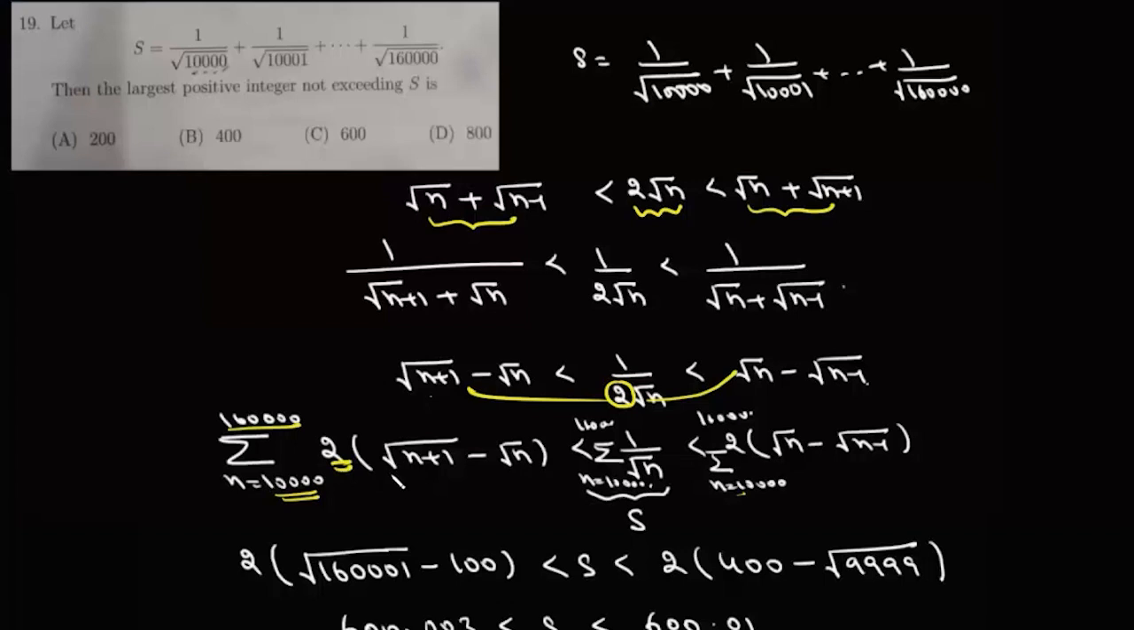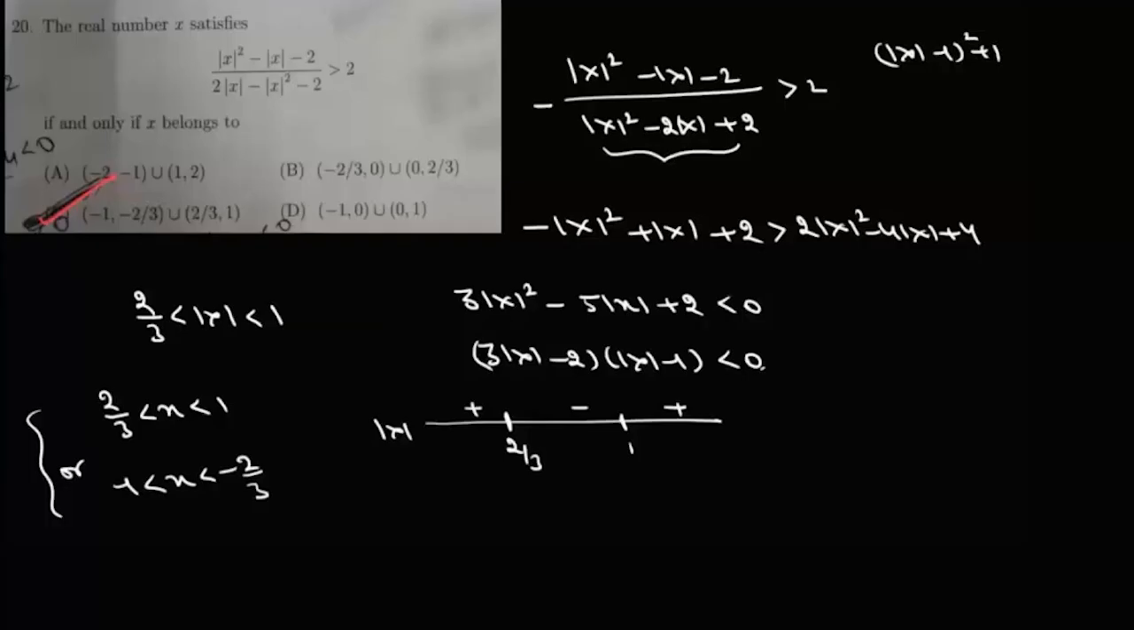its last term will be root of 160,001 minus root of 10,000, which is 100, will be less than S, and S will be less than 2 into root of 160,000, which is 400, minus root of 9999. Now this value is 600.003 and this value is 600.01. So basically the largest positive integer less than S is going to be 600, and that's your option C.